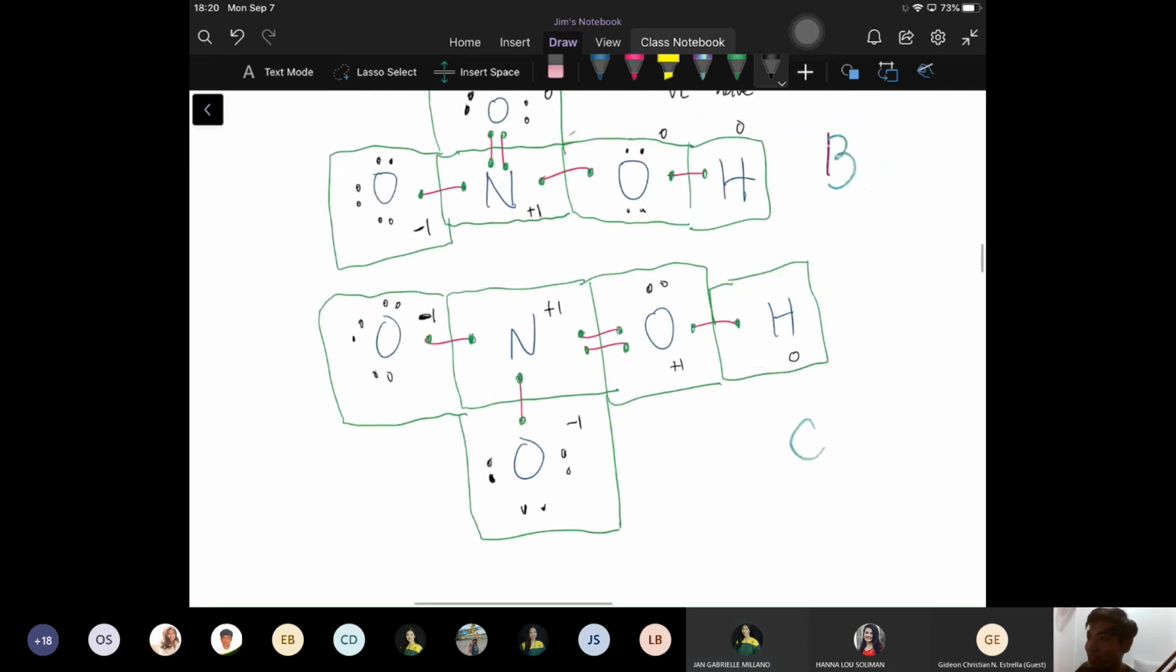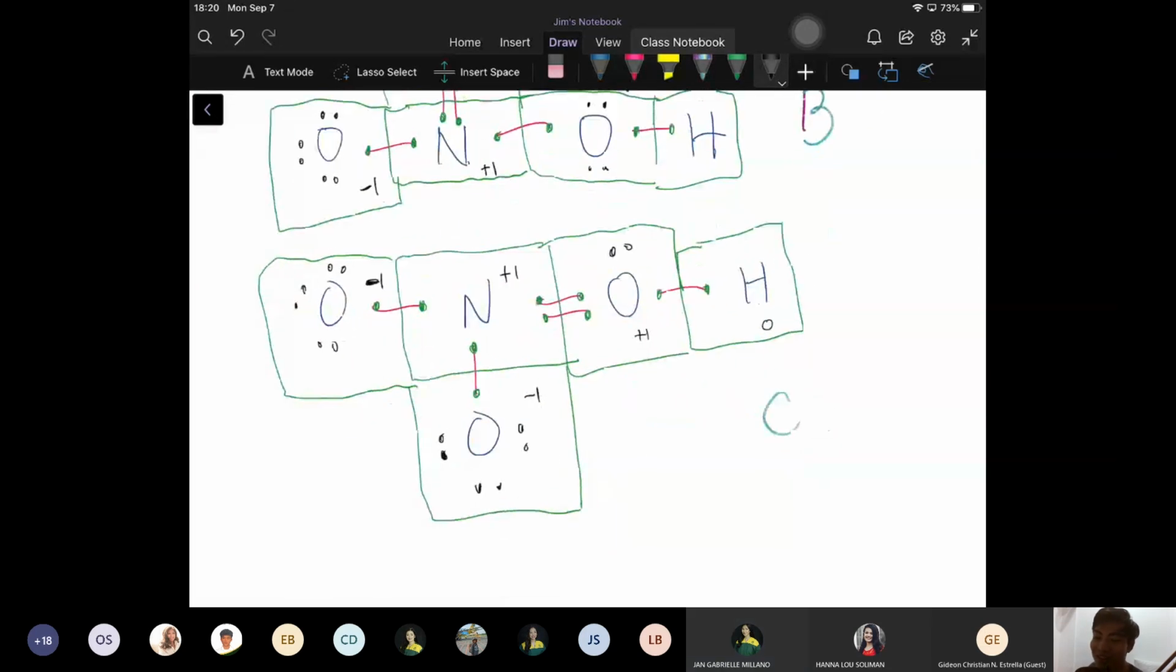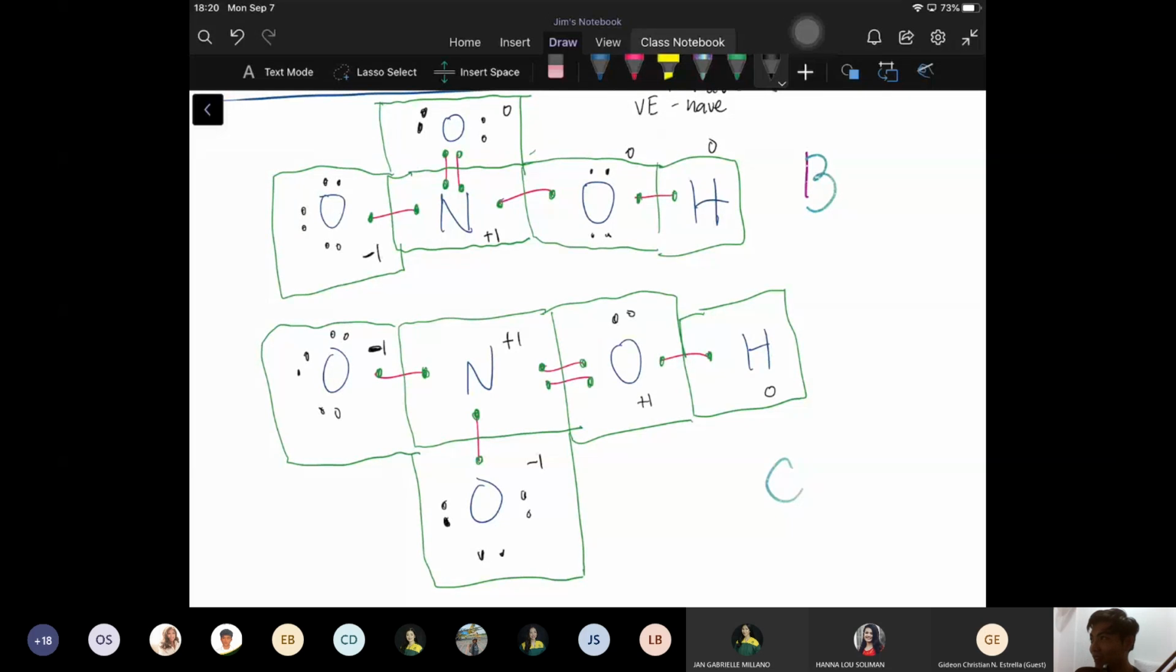Okay, so thank you very much sa mga nag-recite. Ngayon, tapos na tayo mag-meeting. So we are able to assign the formal charges of our molecule. Okay, so by just looking at the molecule, any intuition? Sino kaya yung impostor?